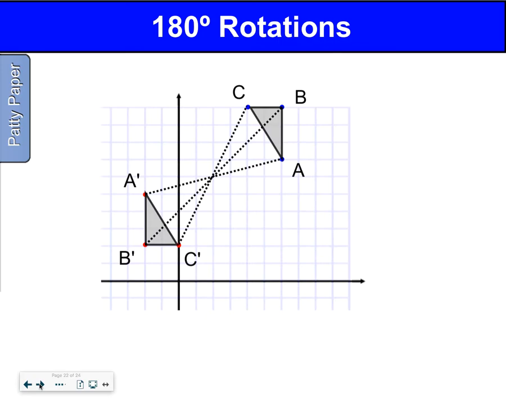Well, they want us to connect B and B prime. So if you follow this dotted line, that's B to B prime, and C to C prime, like so, and then A to A prime. And what do we notice when we connect all those lines? Well, we notice that they're all intersecting at one point. And so what do we think that point would be? Well, this one point would be the center of rotation.